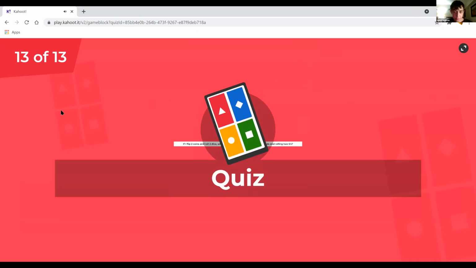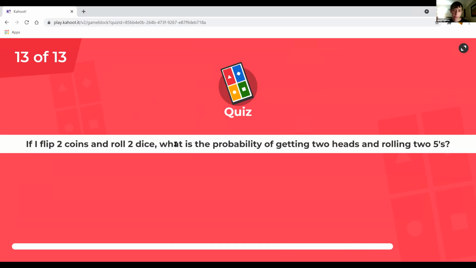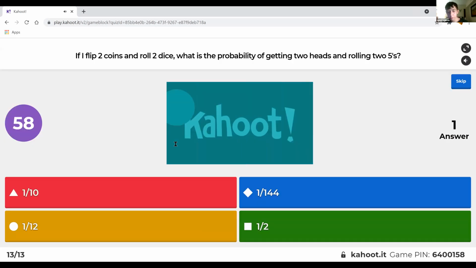This is our last one. If you flip 2 coins and roll 2 dice, what is the probability of getting 2 heads on the coins and 2 5s on the dice? I'm not sure about this one. So remember, you can use the fact that they're independent events and multiply the probabilities together of each event separately.